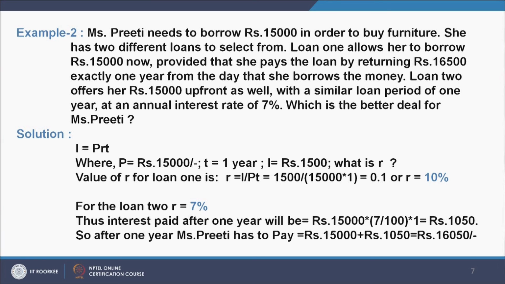However, for the second loan the interest rate is 7%. So, there is a difference in interest rate. Thus, the interest paid after 1 year will be 15,000 into 7/100 into 1 = 1050. So, after 1 year Ms. Preeti has to pay rupees 15,000 plus rupees 1050, that is 16,050 rupees.